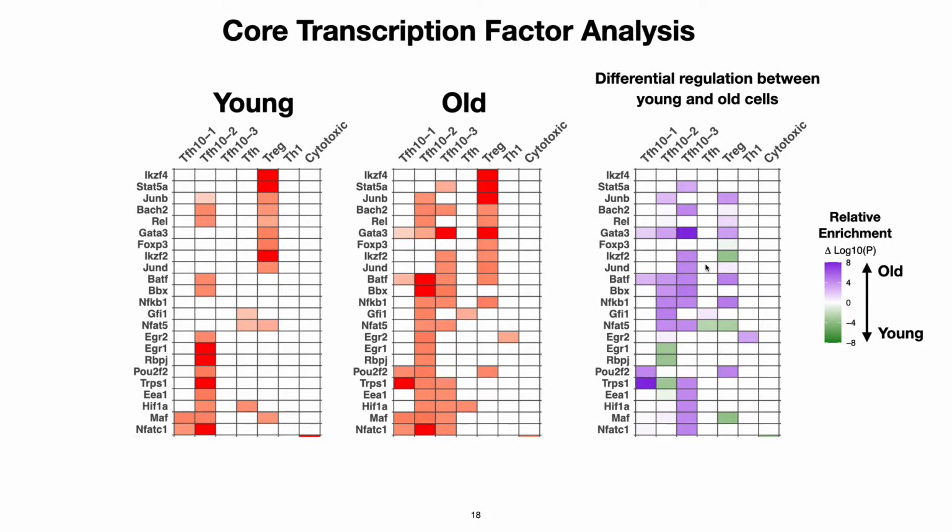And on the left here we've found these cores for young and old. And on the right is the difference in core TF enrichments, where purple would define TFs that play a more important role in old cells and green more important in young cells. So we've identified here a group of TFs that are relatively more important in Tfh10 function in old cells, as well as a few that are more important in young cells.